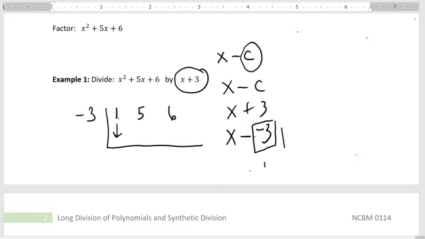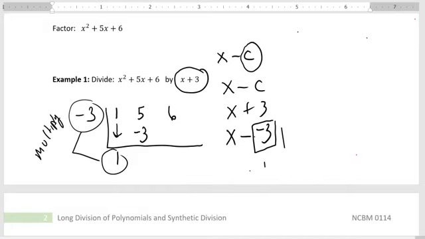So the first step in doing synthetic division is to bring down the 1. Then we're going to multiply this number times this number, negative 3 times 1. So after we multiply negative 3 times 1, we get a negative 3. So we're going to write it in here. And then the next step is to add these two numbers. So 5 plus negative 3 gives us a 2. So then we're going to repeat the same steps. So we're going to take negative 3 times 2. That gives us a negative 6.